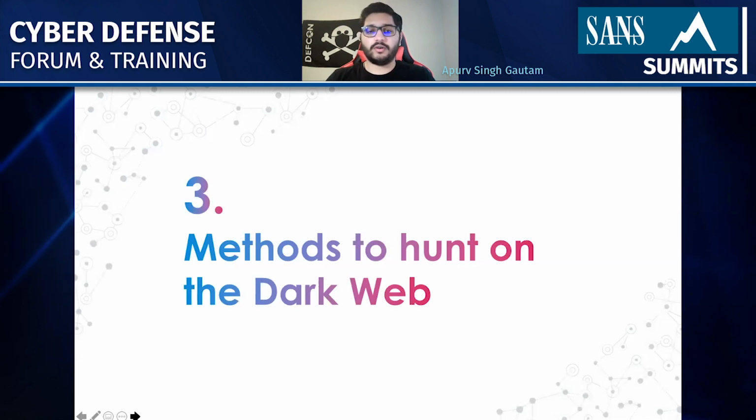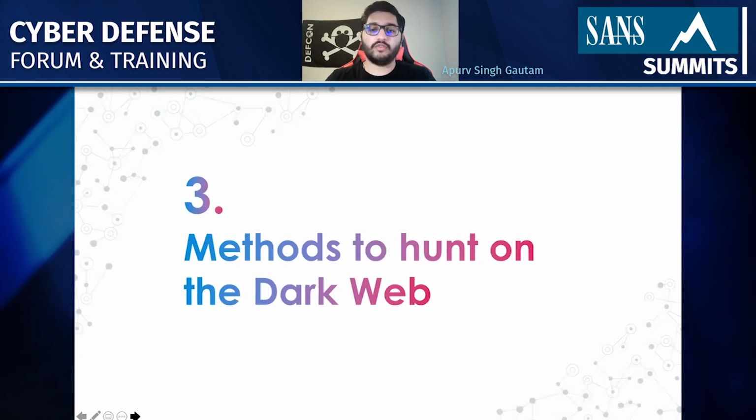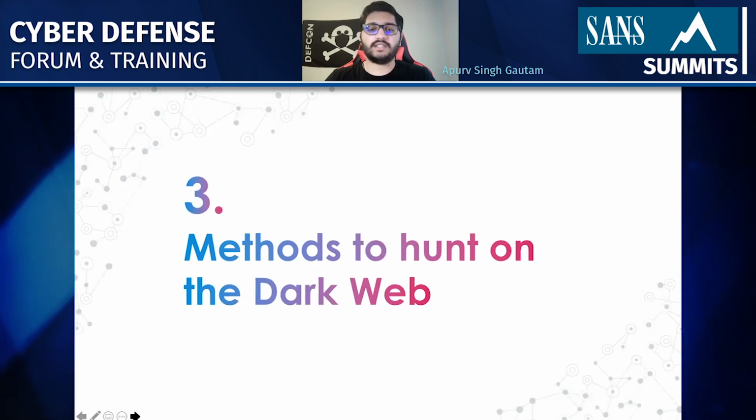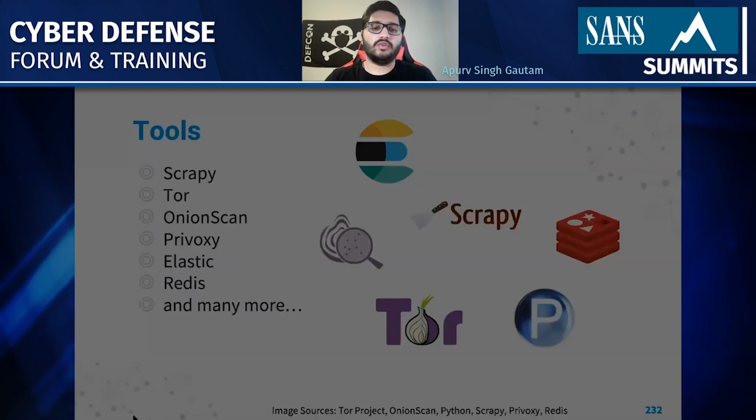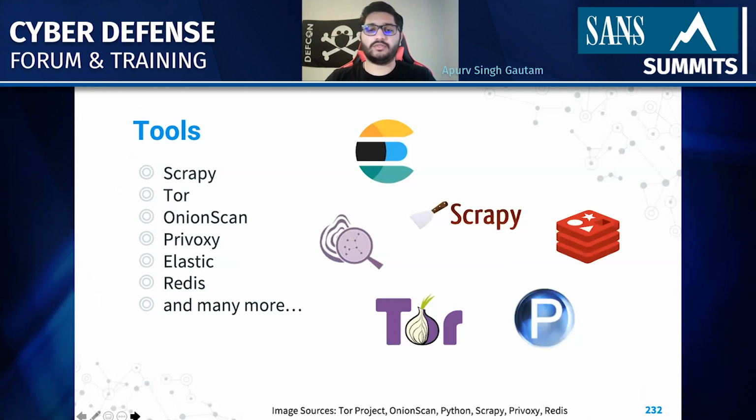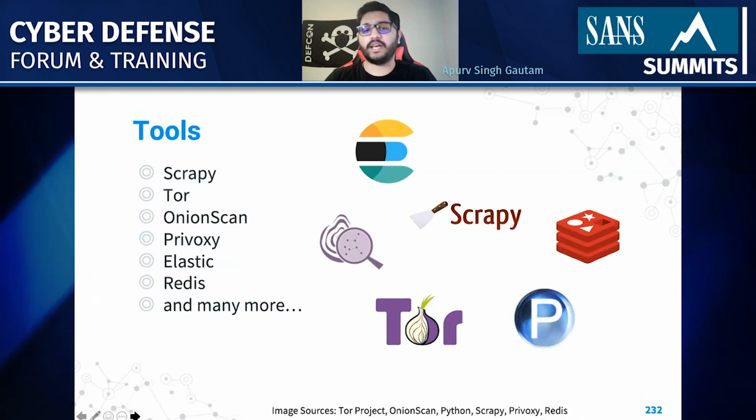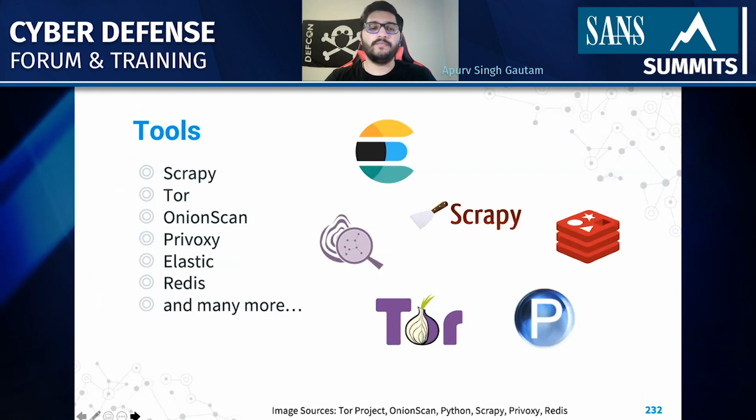So coming to the methods part, how you can get data from the dark web. I will discuss two parts: one is tool based and the other is the human element. Coming to the tool part, there are many tools to get data from the dark web, but I will talk about these tools specifically, because at the end of the day you want to automate your data gathering. You don't want to spend time on that. Starting with Scrapy, which is a Python web crawling framework that has multi-threading capability. That's why it is important to use Scrapy.